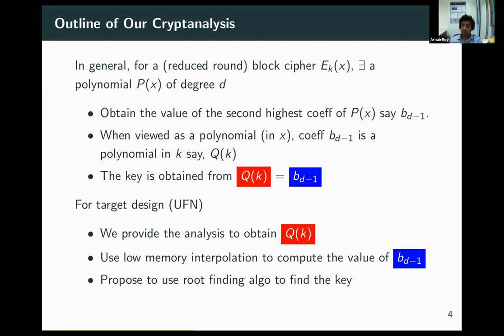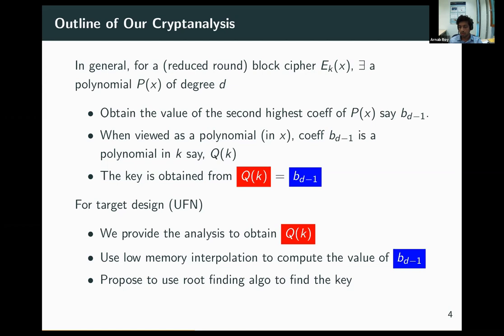On one side, you obtain this polynomial Q, which is the second coefficient, in its algebraic form, and on the other hand, you can obtain the value of the coefficient through low memory interpolation. Then you have an equation. It's a polynomial equation, but nevertheless, if you can solve it, then you can find the value of the secret key. This is really the essence of the algebraic analysis. What we target here is the unbalanced Feistel network, where a major part of the technicality went into how to obtain this polynomial Q of k.